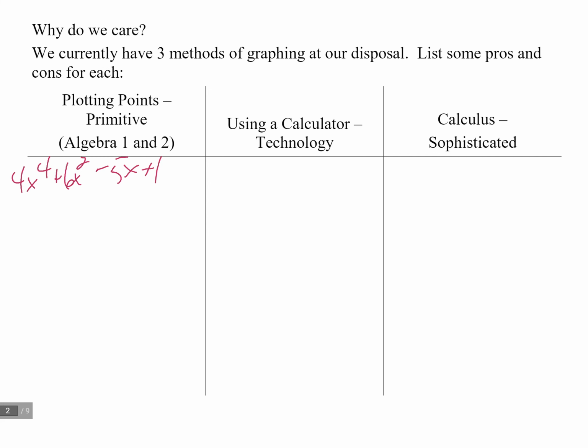So plotting points, a primitive method, you would have to make a table. What are some pros? Well, you can plug in points and go with it, right? Plug and go. You can draw curves.